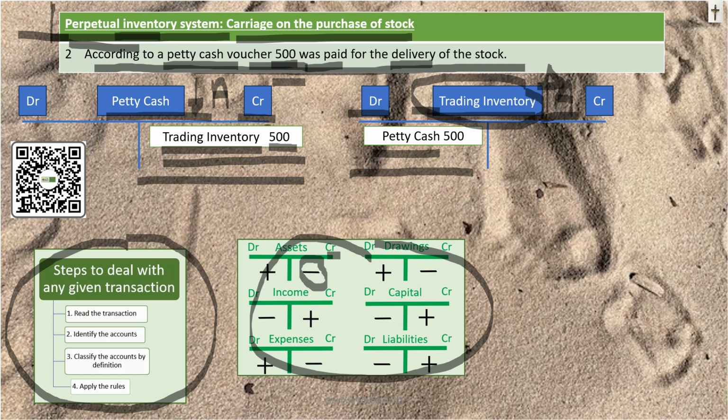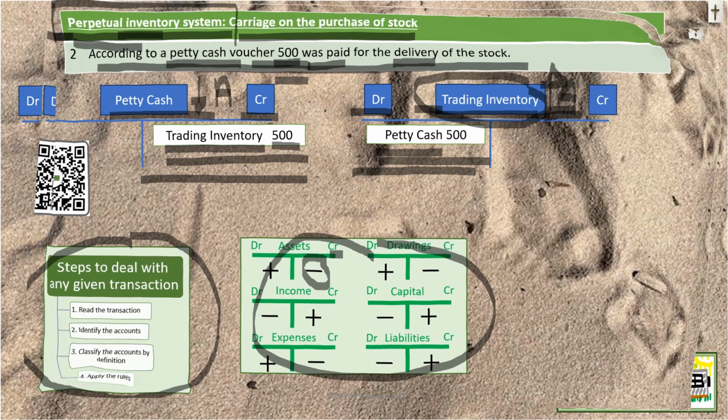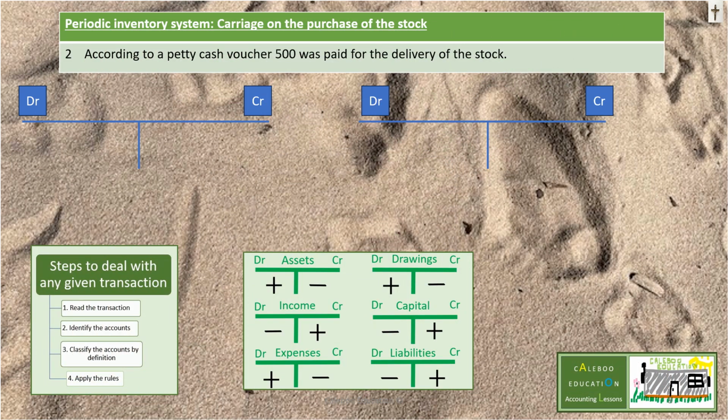Remember, in the perpetual inventory system, all carriage or import duties or taxes on getting the stock to our premises, they're added to the cost price of the trading inventory. It increases the value of our stock on hand. Increase in assets, debit. If we're using the periodic inventory system, this is how that transaction is recorded. Let's just have a look again at the transaction.